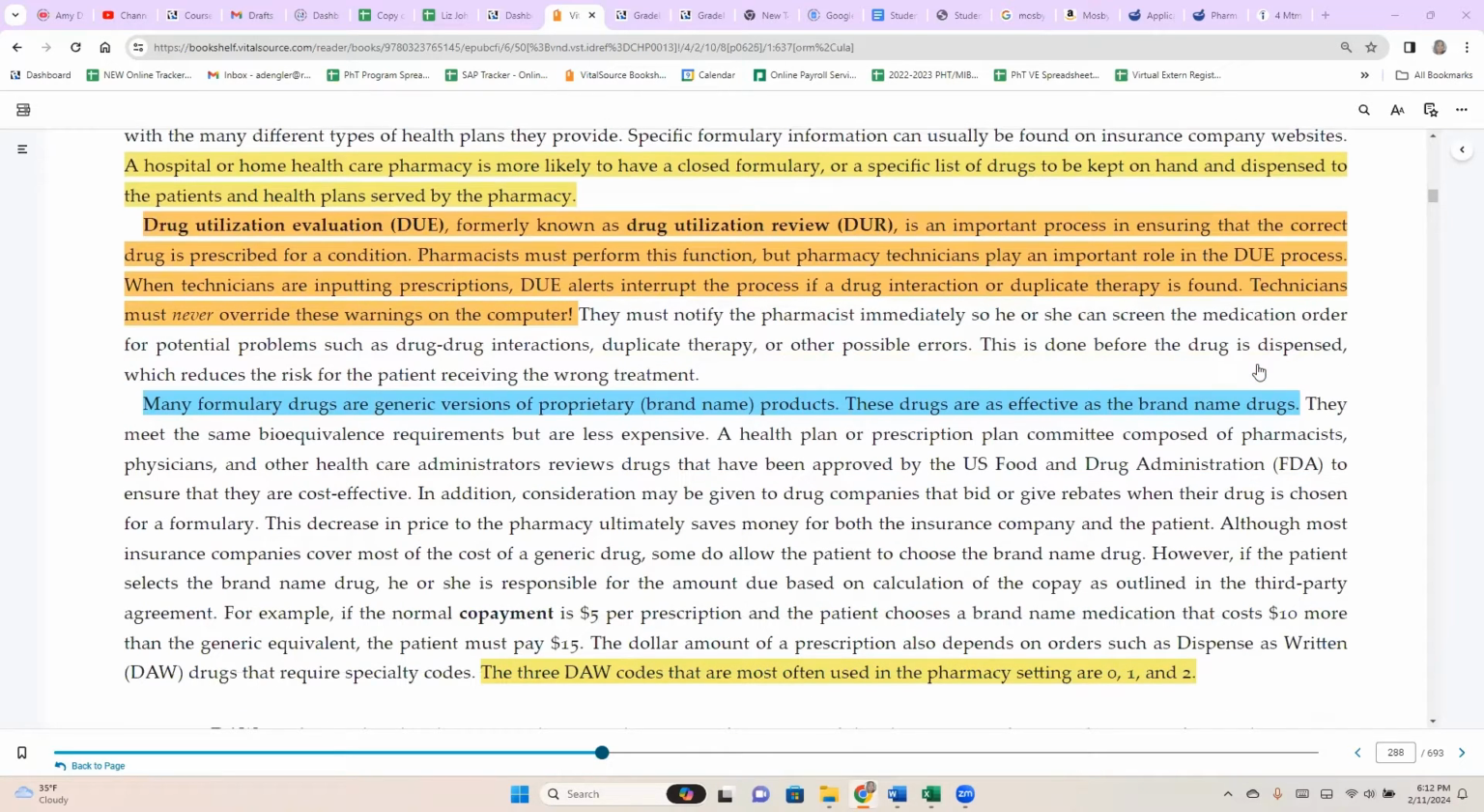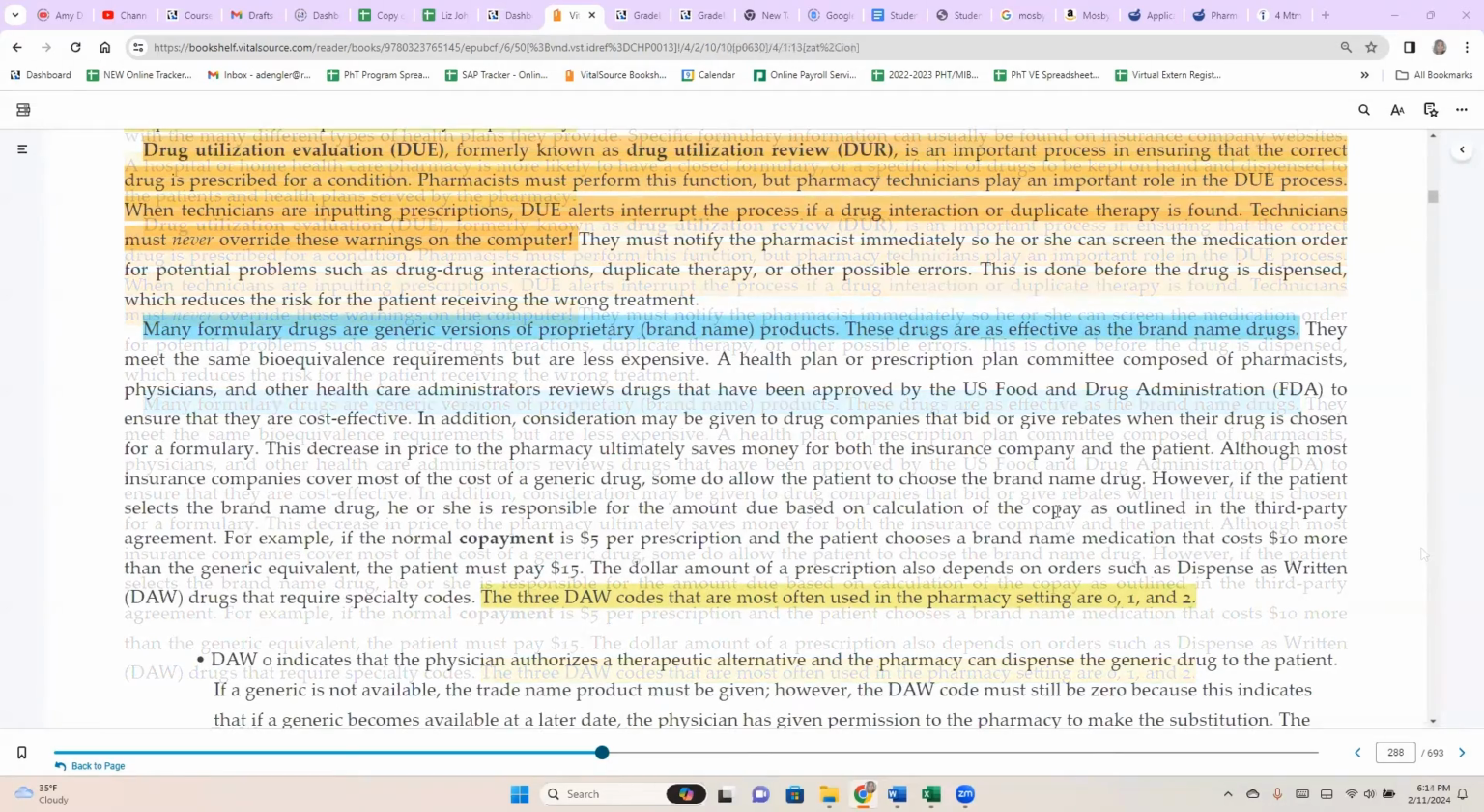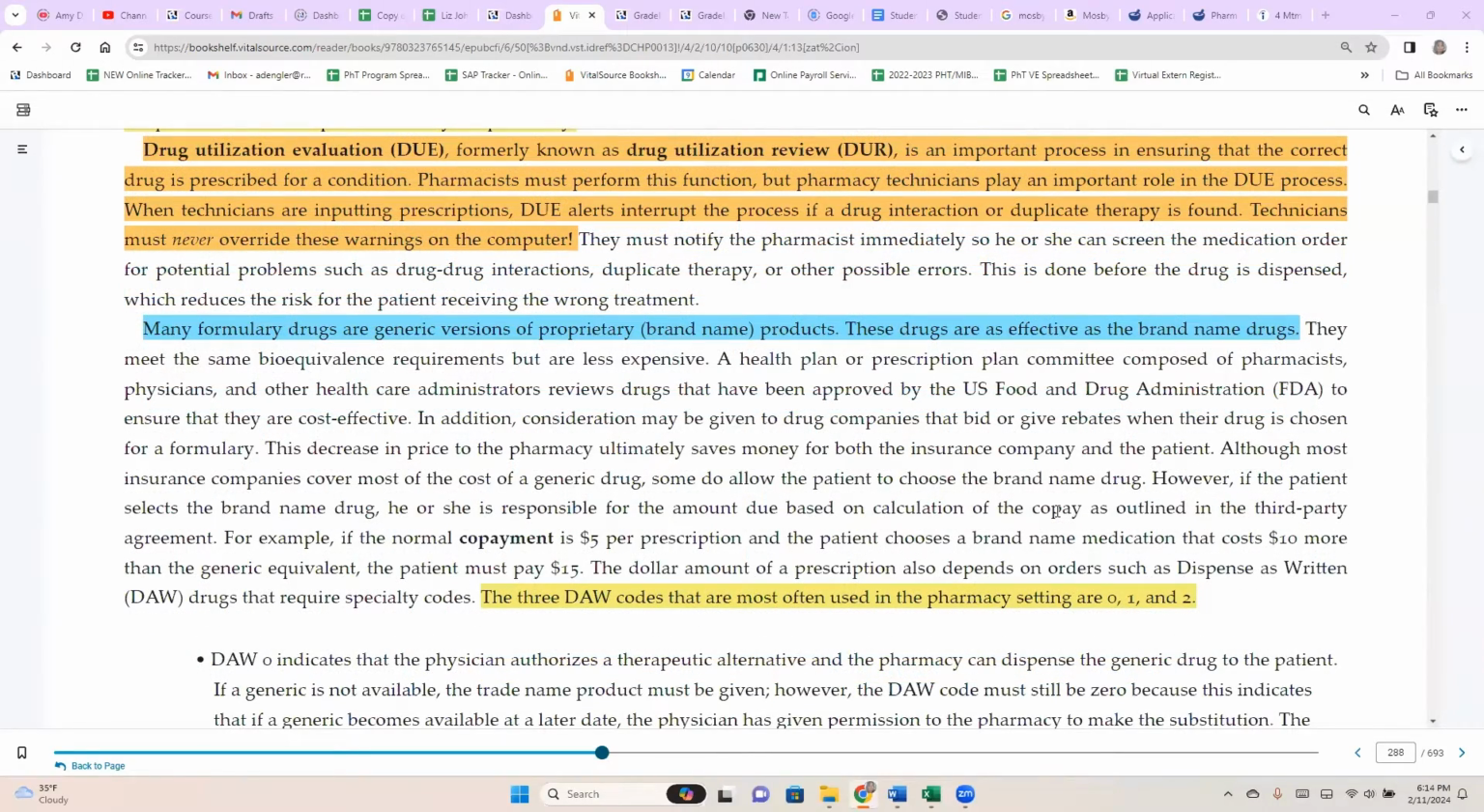Many formulary drugs are generic versions of proprietary brand name products. These drugs are as effective as the brand name drugs. They meet the same bioequivalence requirements but are less expensive. A health plan or prescription plan committee composed of pharmacists, physicians, and other healthcare administrators reviews drugs that have been approved by the FDA to ensure that they are cost effective. In addition, consideration may be given to drug companies that bid or give rebates when their drug is chosen for a formulary. This decrease in price to the pharmacy ultimately saves money for both the insurance company and the patient.